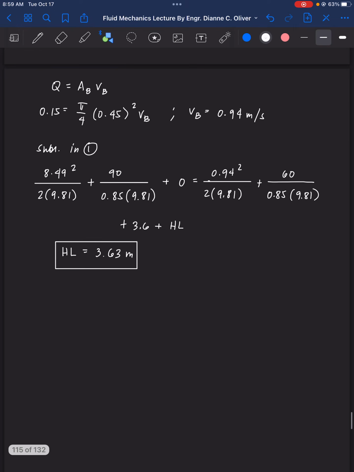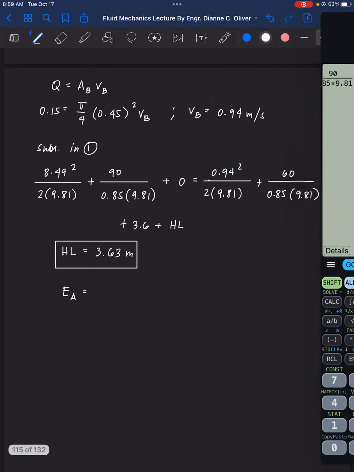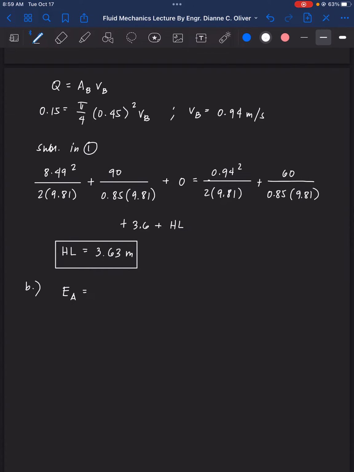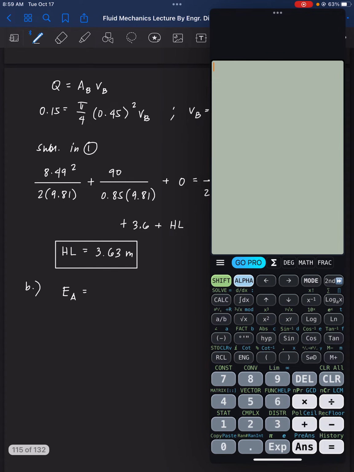So for the direction of flow, we need to get the value for EA and EB. So what is the value for EA? The energy at A is equal to, for B, we have EA. So EA is 8.49 squared over 2 times 9.81, plus 90 over 0.85 times 9.81. So that is 14.47.